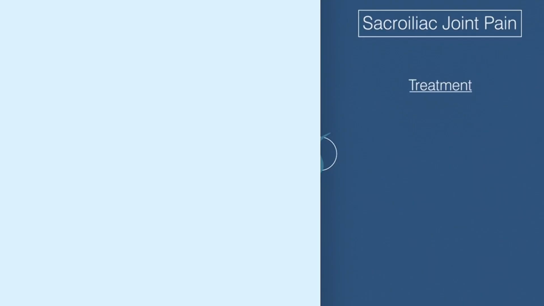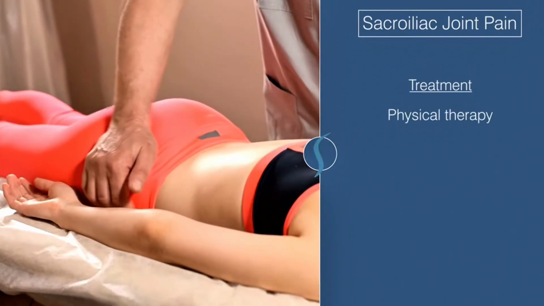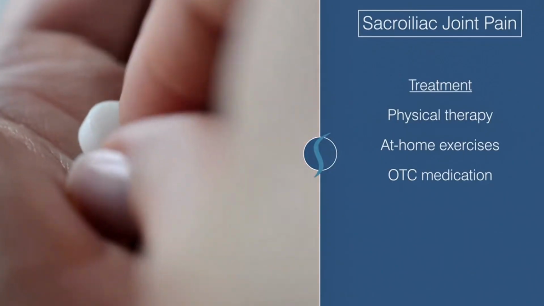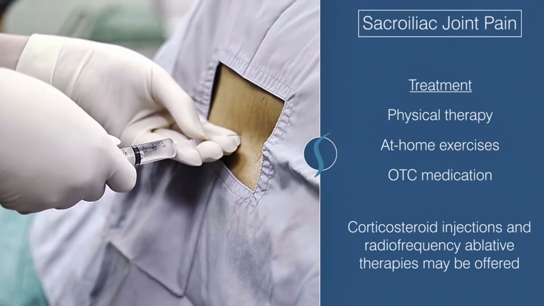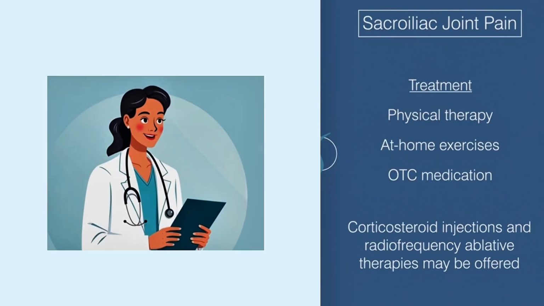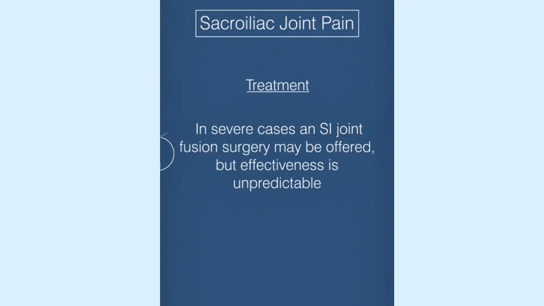Conservative treatment for SI joint pain includes physical therapy, at-home exercises, and over-the-counter medications. Corticosteroid injections and radiofrequency ablation therapies may be offered to the patients, but the long-term effectiveness of these treatments remains controversial. In severe cases, an SI joint fusion may be offered, but again, the effectiveness of this option is unpredictable.